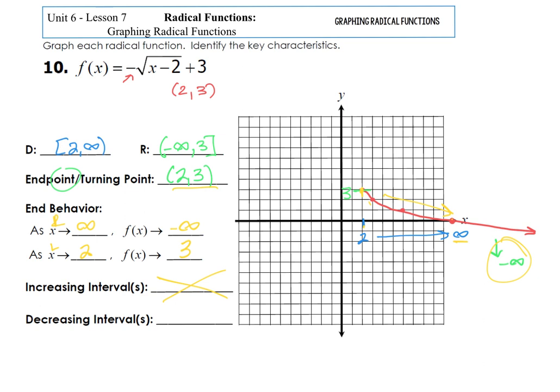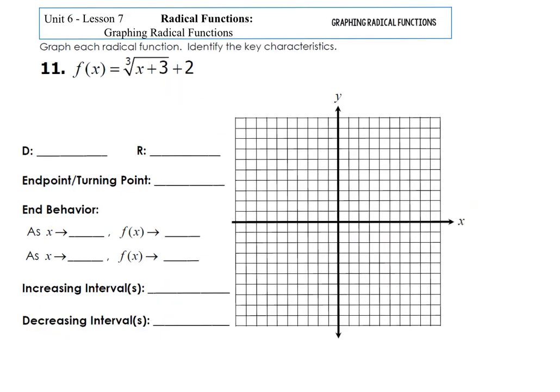We are decreasing for the x values 2 to the right forever, which is infinity, not -infinity. So 2 with a bracket, comma, infinity, parenthesis. Again, decreasing meant going down. Right forever. It's the x values. It's +infinity.